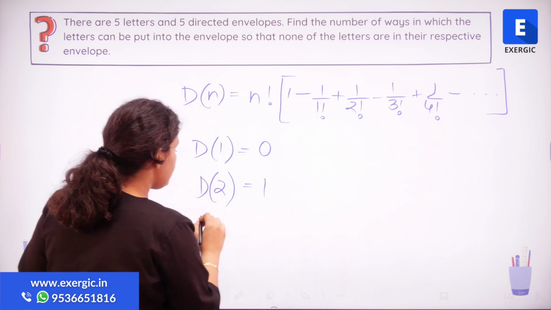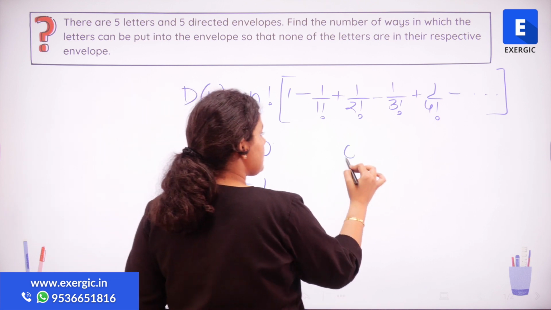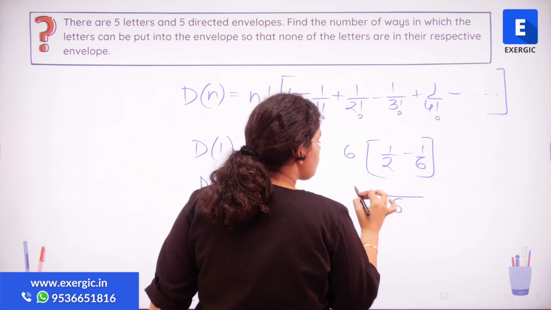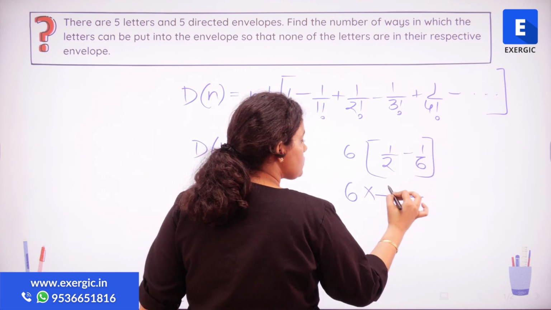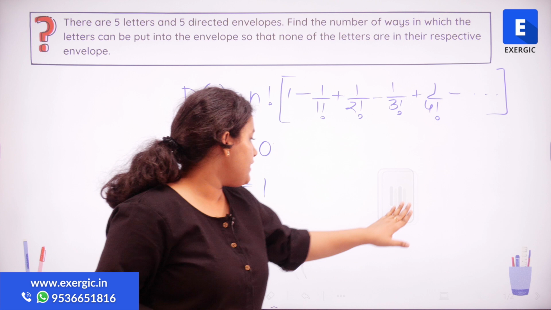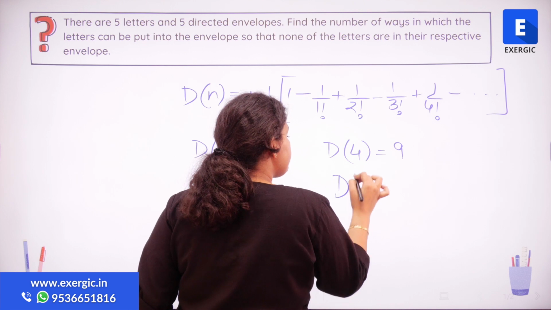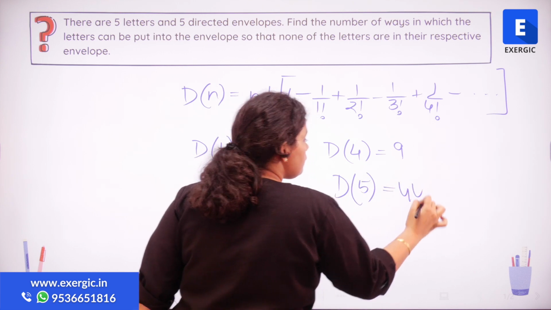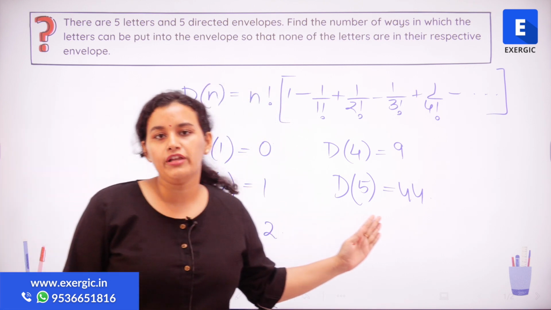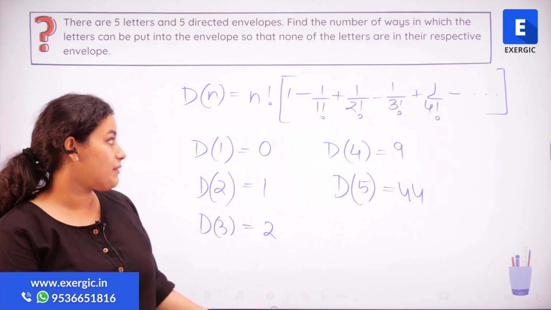Substituting the value similarly for D3, what will I be having? 3 factorial, which is a 6, multiplied with 1 upon 2 minus 1 upon 6. And this is going to give me 3 minus 1, that is a 2. So D3 will be equal to 2. For D4, if we calculate the value, it is going to be equal to 9, and for D5, this value is equal to 44. If you are preparing for any competitive exam, at least D1 to D5 you should know: 0, 1, 2, 9 and 44. This much you should memorize.